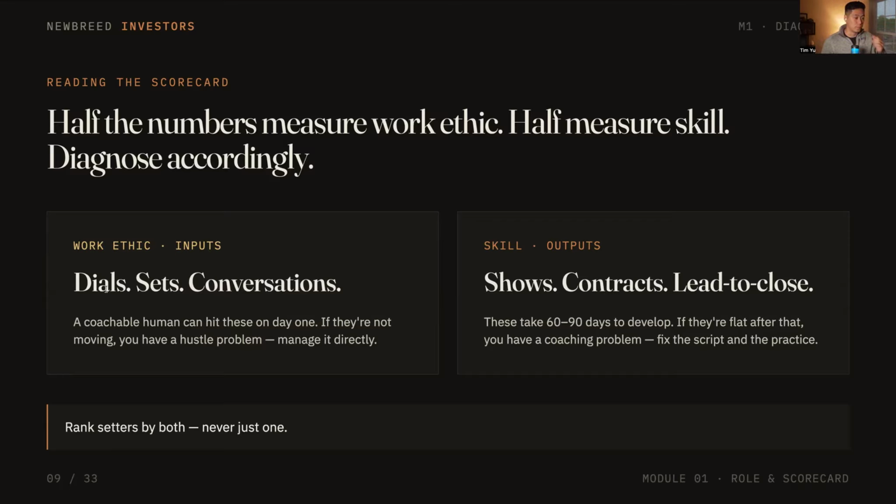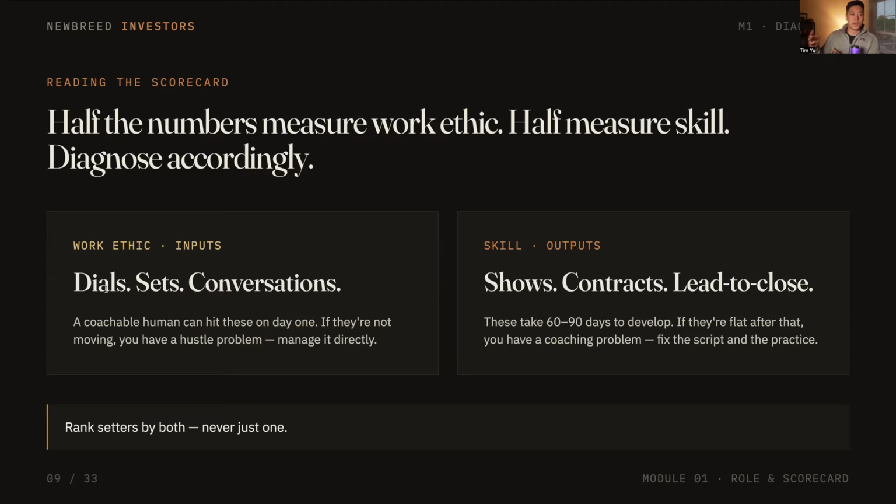The second one is your skill. This one specifically is something that you can't come to a quick conclusion on. You have to give them time and training. On average, this takes 60 to 90 days to develop into a very skilled setter. So after 60 to 90 days, if their stats are still flat, then you probably have a coaching problem.